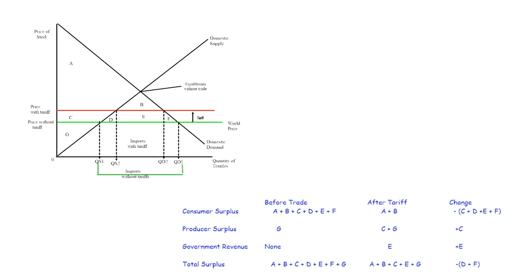I will take it a little slower. So consumer surplus was A, B, C, D, E, and F. After tariffs, we were just A and B. So consumers in this case lost C, D, E, and F. Again, somebody's losing while someone's gaining, right? The producer surplus was just G. After the tariff, they gained C, okay? The government was getting no revenue before. They're now getting the area of E as their revenue. So therefore, they're getting a plus there. But as a total, we lost D and F, okay?